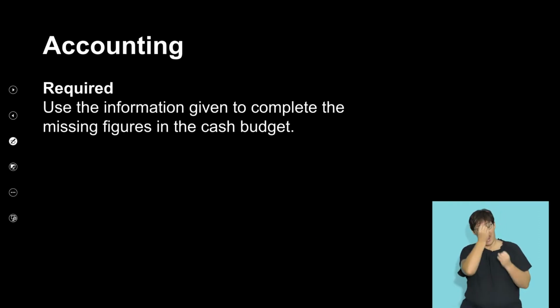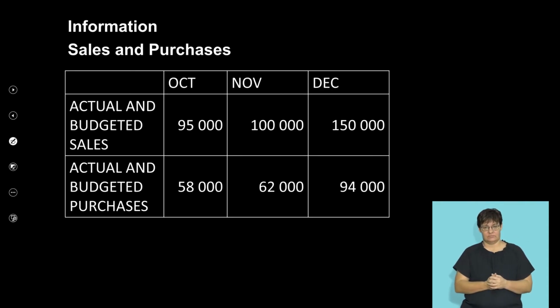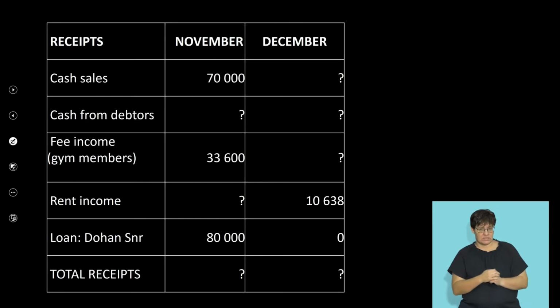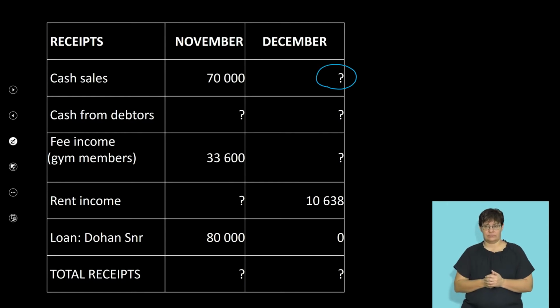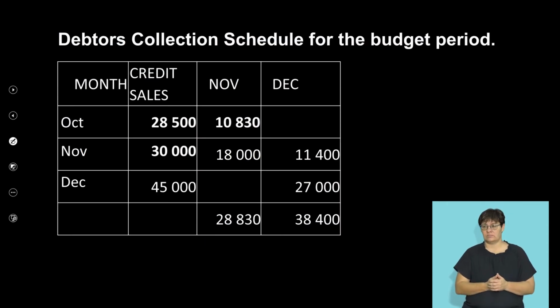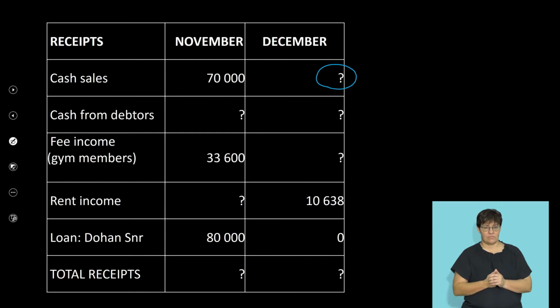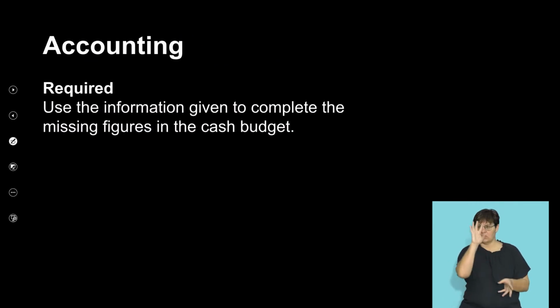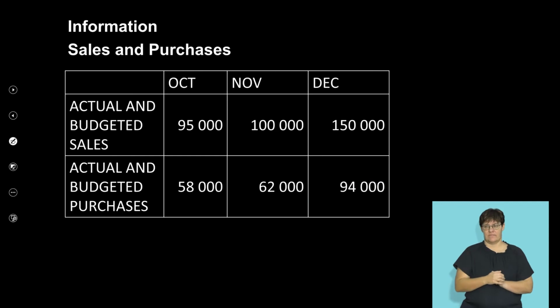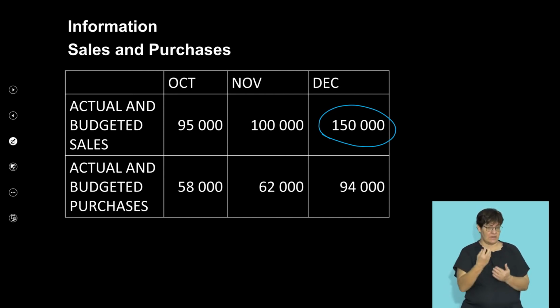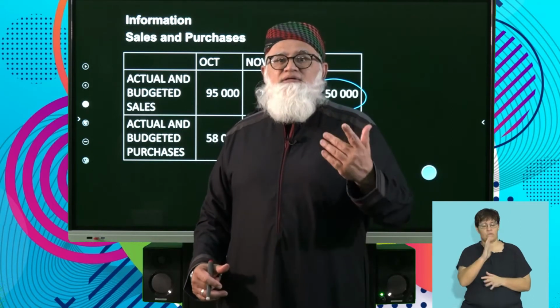The next one says, use the information to complete the missing figures in the cash budget. Okay. Now, we need to once again work out a missing figure, our cash sales for December, right? And how are we going to do that? Watch what we're going to do. We've got our total sales for December. Let's find that slide. We've got our total sales for December. Here we go. 150,000 was my total sales figure.